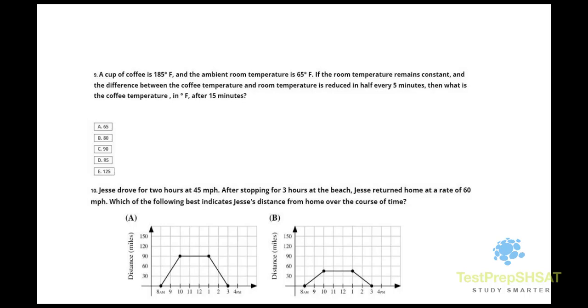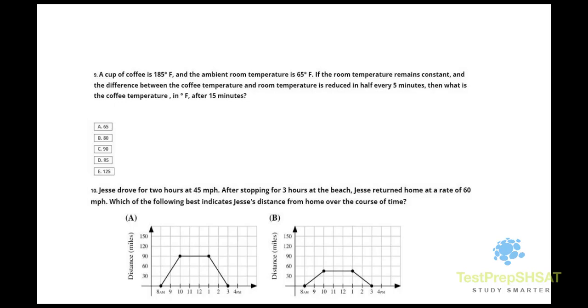A cup of coffee is 185 degrees Fahrenheit and the ambient room temperature is 65 degrees Fahrenheit. If the room temperature remains constant and the difference between the coffee temperature and the room temperature is reduced in half every 5 minutes, then what is the coffee temperature in degrees Fahrenheit after 15 minutes?